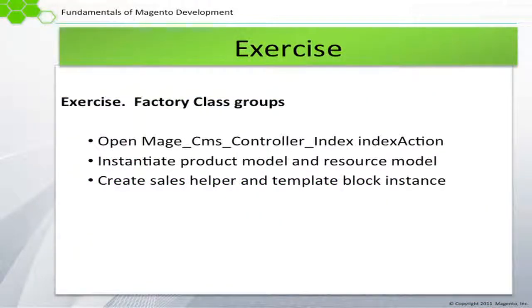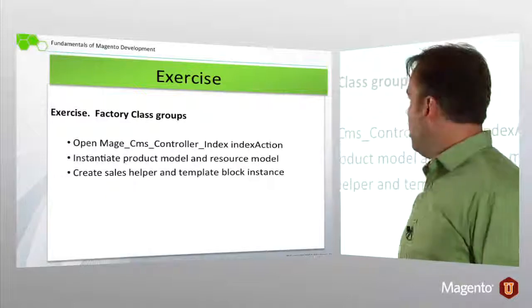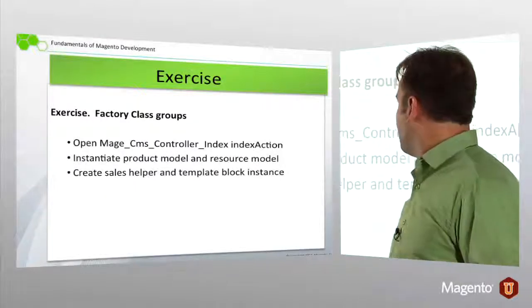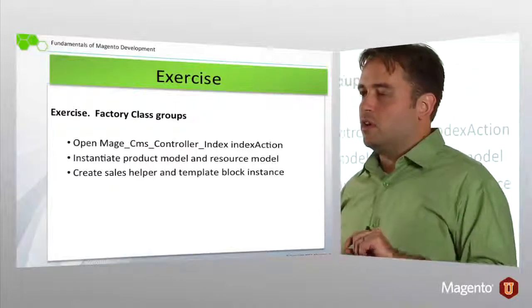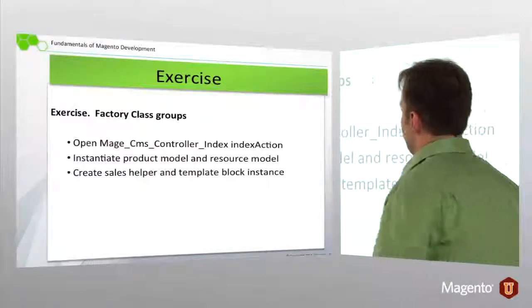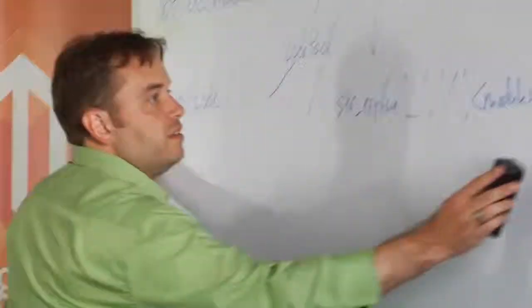Once again, let us open up the Mage CMS index controller, instantiate a product model and resource model, and create a sales helper and a template block instance. We're going to play with all of the different types here. We're not actually going to deal with that configuration stuff yet, but we're going to look at the factory methods that are involved. I haven't shown you all of them here. I'll give you the rundown for each of these.